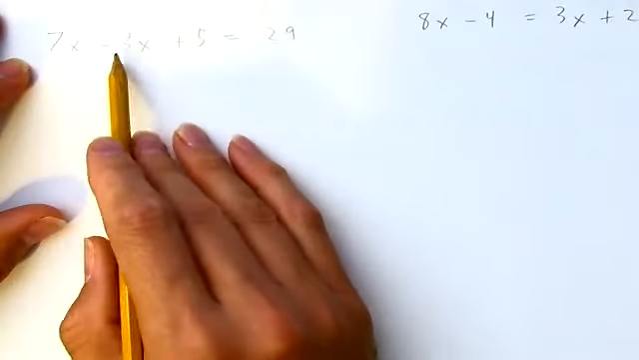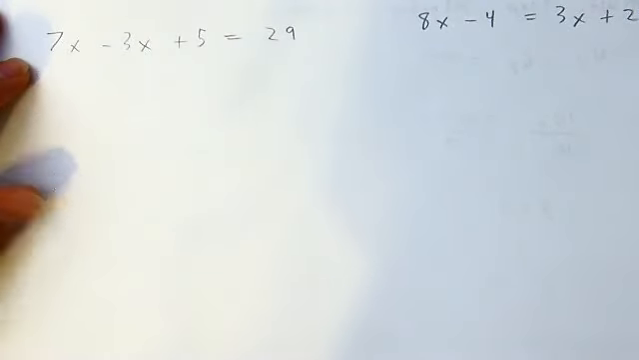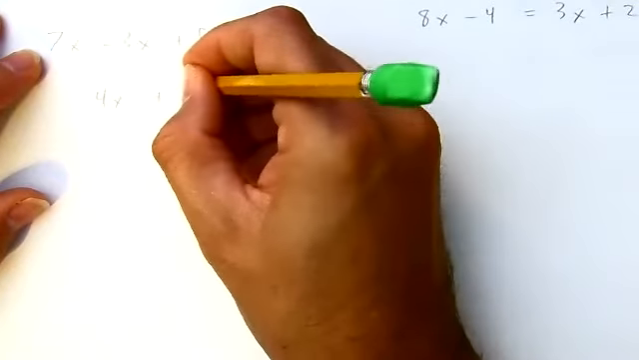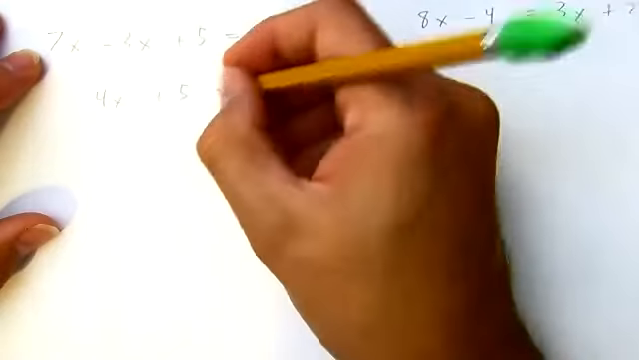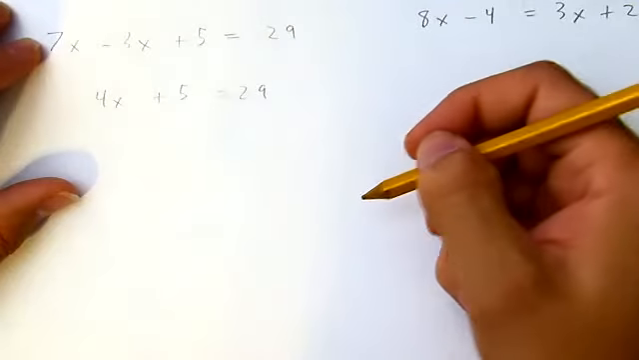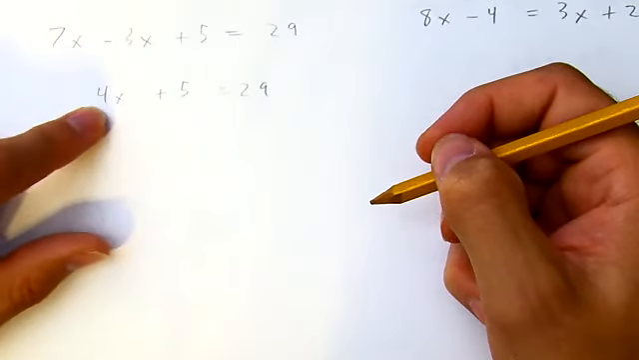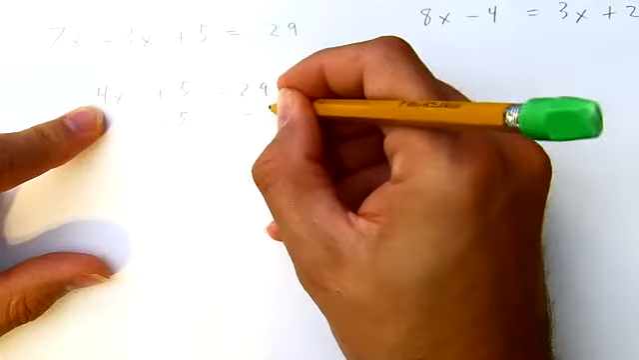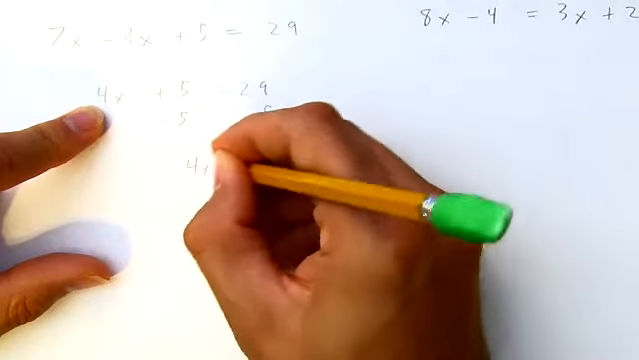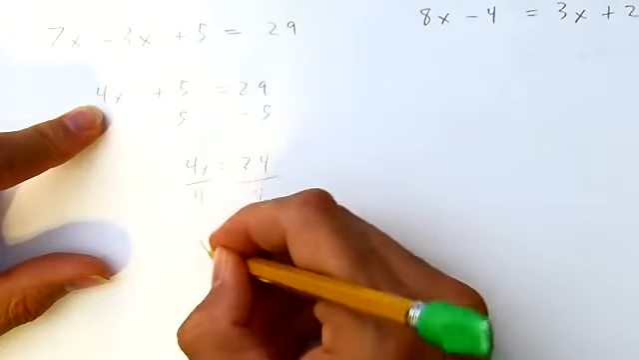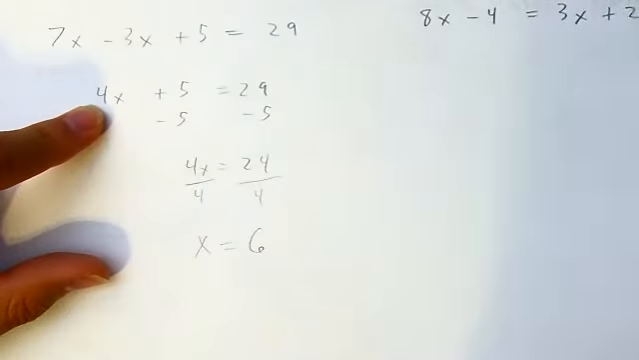So 7x minus 3x, so this time we're going to be subtracting. Bring down your positive 5, your equals and your 29, and then you should know how to finish it by now. So that's really just the only new step that you learned was combining those variables. So you should have subtracted 5. 4x is 24. Divide by 4. X equals 6.